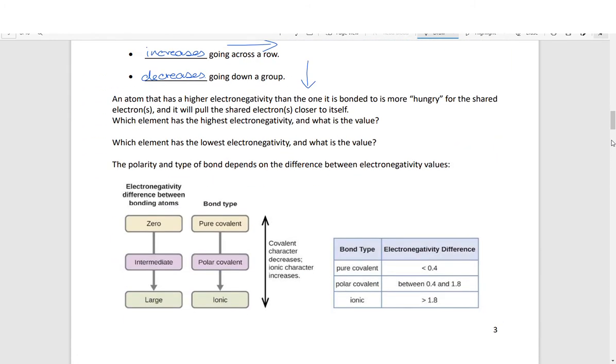So when an atom has that higher electronegativity, it's more hungry for that shared electron and it holds that electron closer to itself. So the highest electronegativity here would be fluorine. And it has a relative rating of 4.0. There's no units on these ratings. That's just pulled from the document up above. Down here it says which element has the lowest electronegativity on this periodic table, and that would be francium.